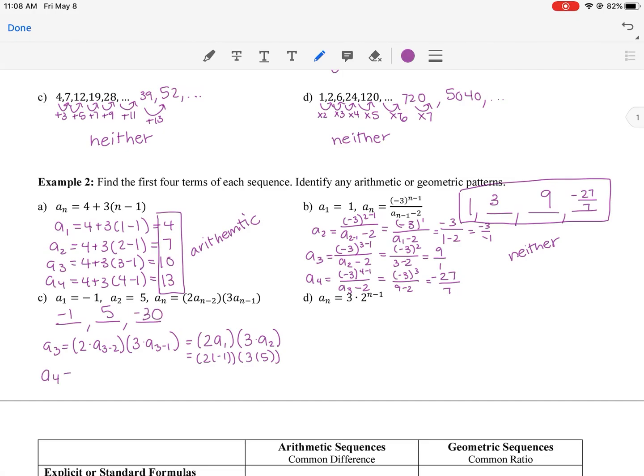And the next one, with the fourth term, we're going to do 2 times a sub 4 minus 2, which is the second term, so 2 terms before the fourth term. And then 3 times a sub 4 minus 1 is going to be the third term, the one that comes before it. So we're going to do 2 times 5 and 3 times negative 30. So we get 10 plus negative 90, we get negative 80.